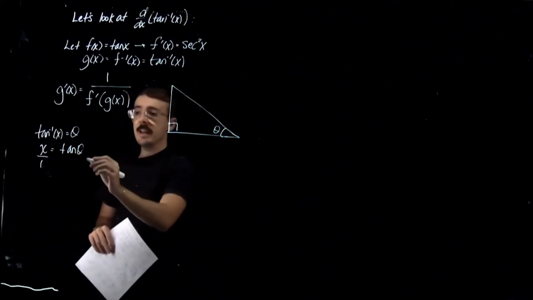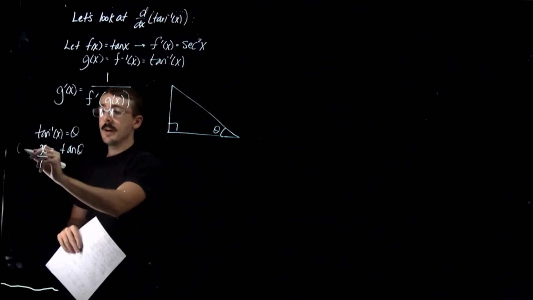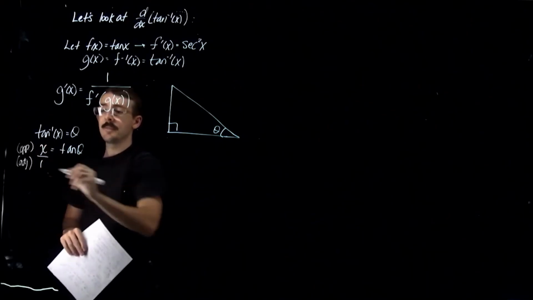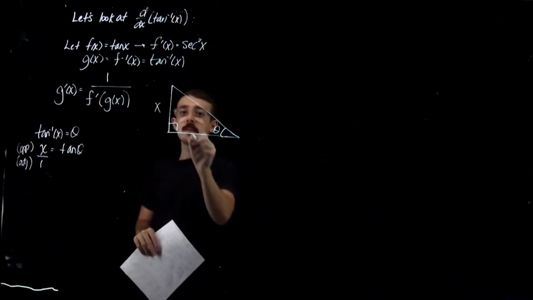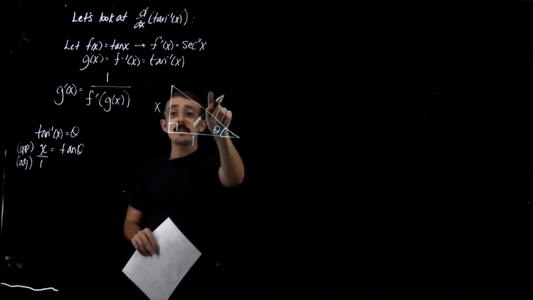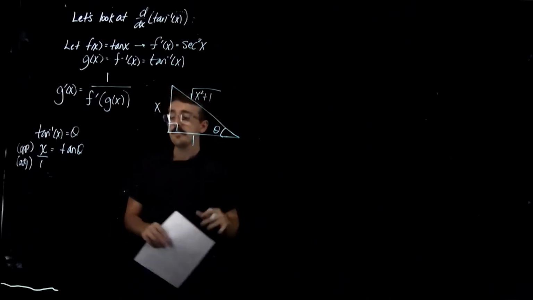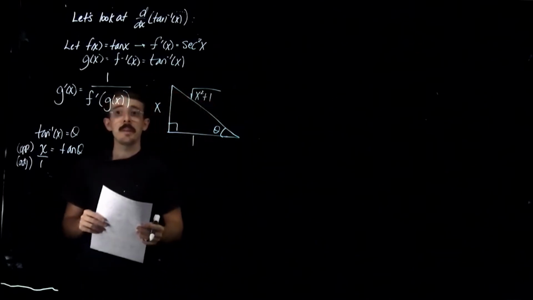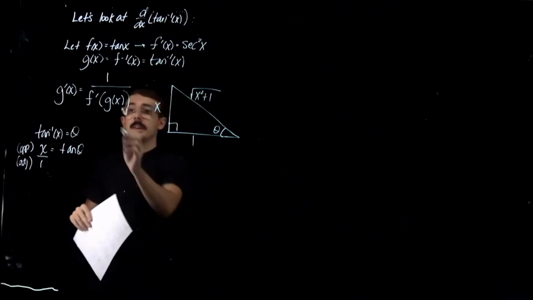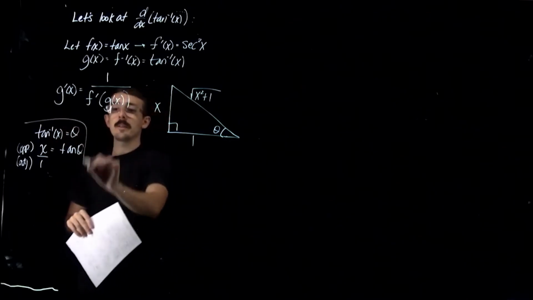And I know tangent is opposite over adjacent. So that means that opposite over adjacent, these are x and 1. And then if I use the Pythagorean theorem, this will be the square root of x squared plus 1. So that completes my triangle. Now, let's continue with what I've got going here.